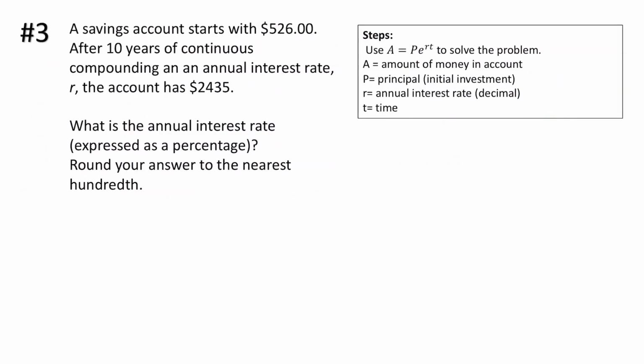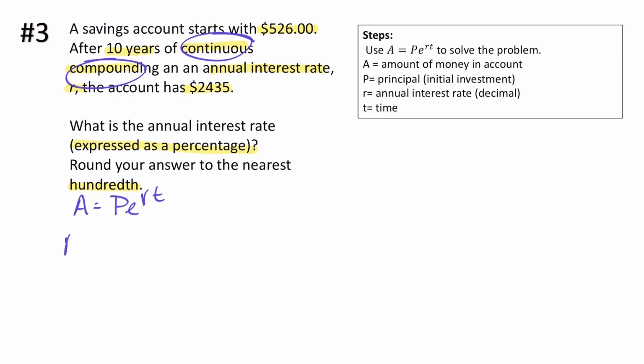So in this problem, it says a savings account starts with $526. After 10 years of continuous compounding at an annual interest rate R, the account has $2,435. What is the annual interest rate expressed as a percentage? Round your answer to the nearest hundredth. Okay, so whenever it says continuous compounding, okay, that's the key word. That means that we're going to use that A equals Pe to the rt formula.